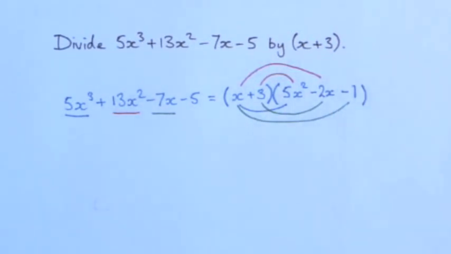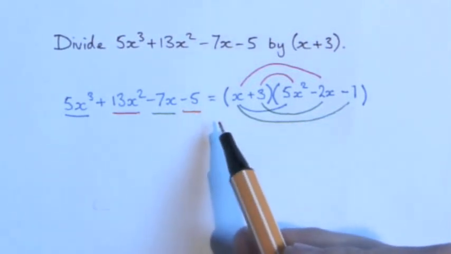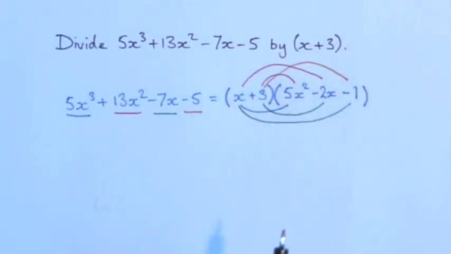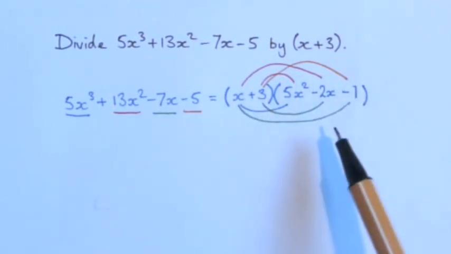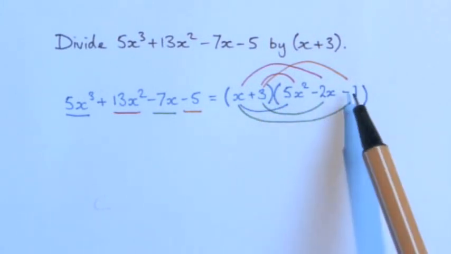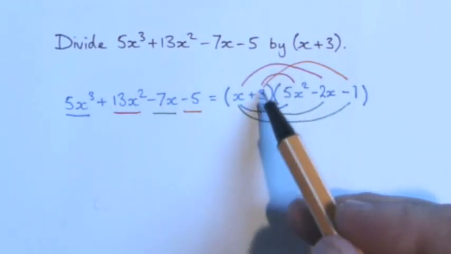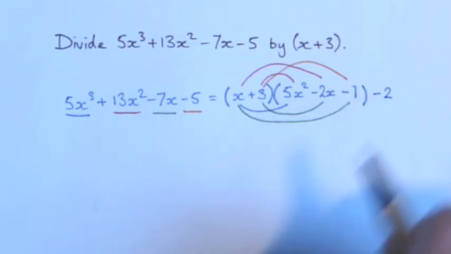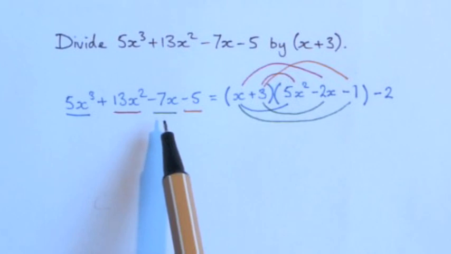The only thing left to check is the constant. So we will get a contribution from the product of the constants in the two brackets, which is 3 times minus 1, which is minus 3. Now, because I've reached the constant term in this quadratic, I had to close the bracket there. Minus 3 is not equal to minus 5. I need to take away another 2. So I've now finished off my reverse multiplication.